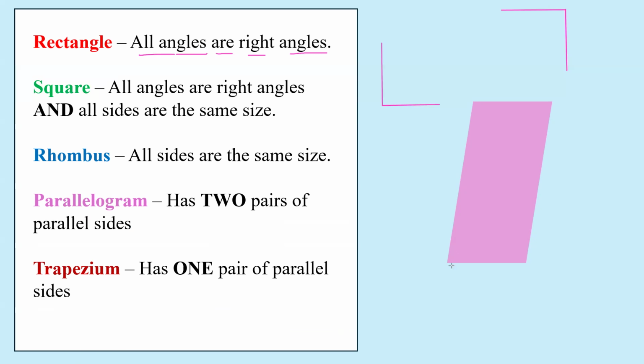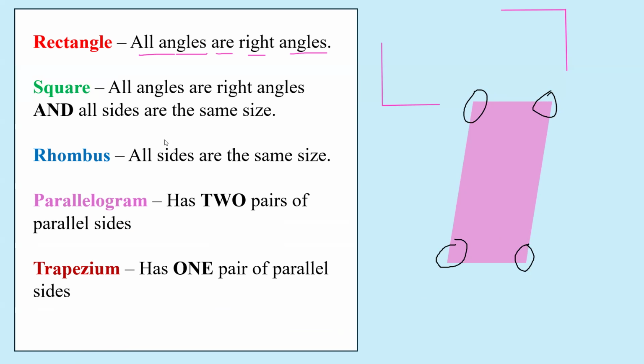Now, if we take a look at the shape on the screen, we can see that this shape has no right angles, okay? This is not a perfect L shape, is it? This is not a right angle. We don't have a right angle here, or here, or here. So this has no right angles. So we know not to call it a rectangle.